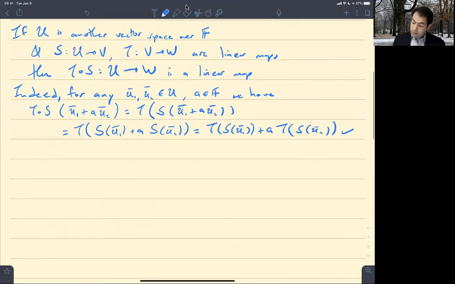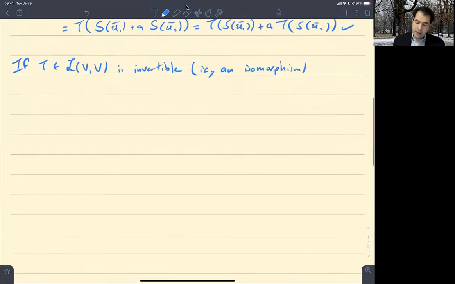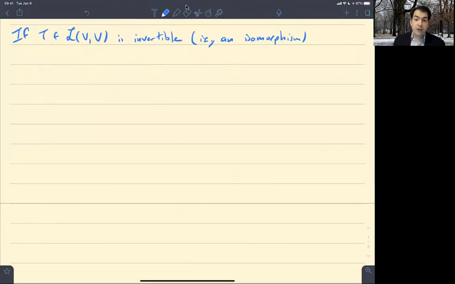So you can compose. Also, you can invert. So suppose that T is now a linear map from a vector space to itself, and it is invertible. Right, just as a reminder, an invertible linear map we call an isomorphism. When you have an isomorphism from a space to itself, you can also call that an endomorphism. Okay, then it has an inverse map.